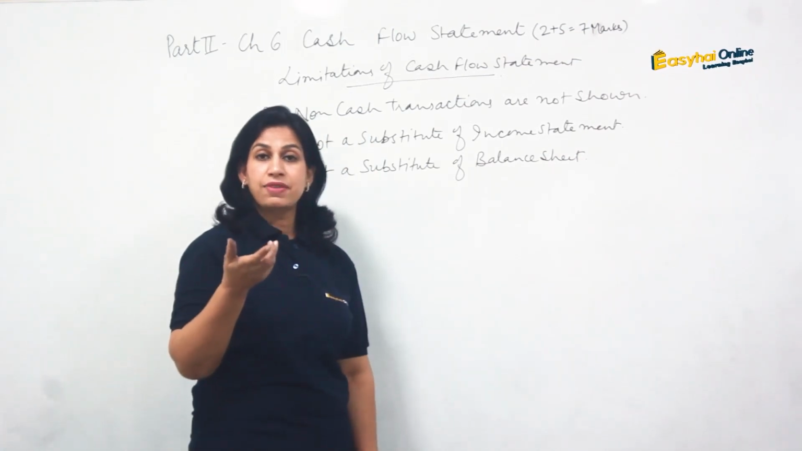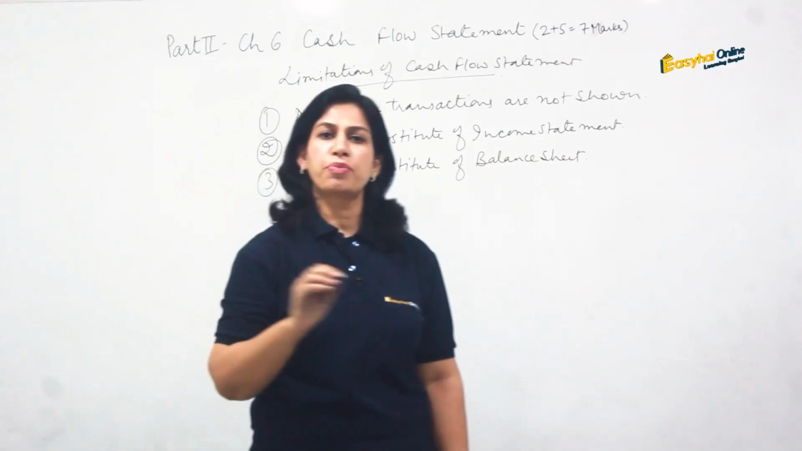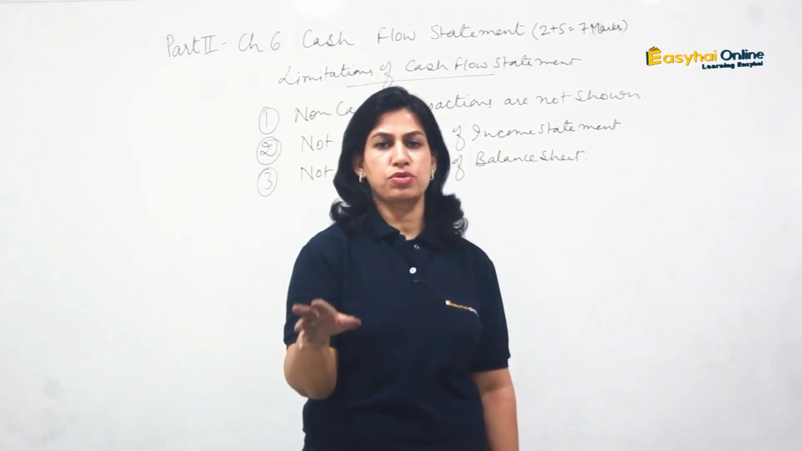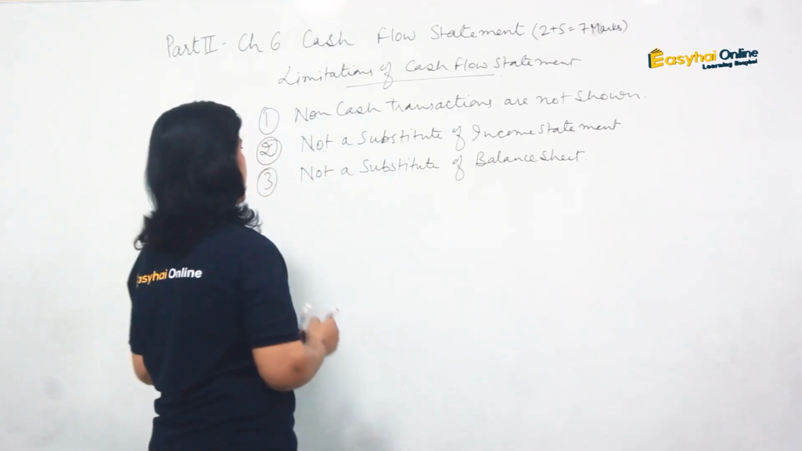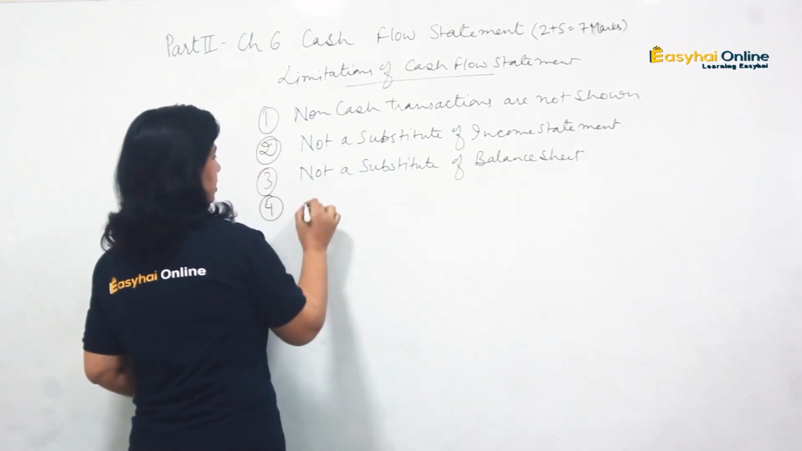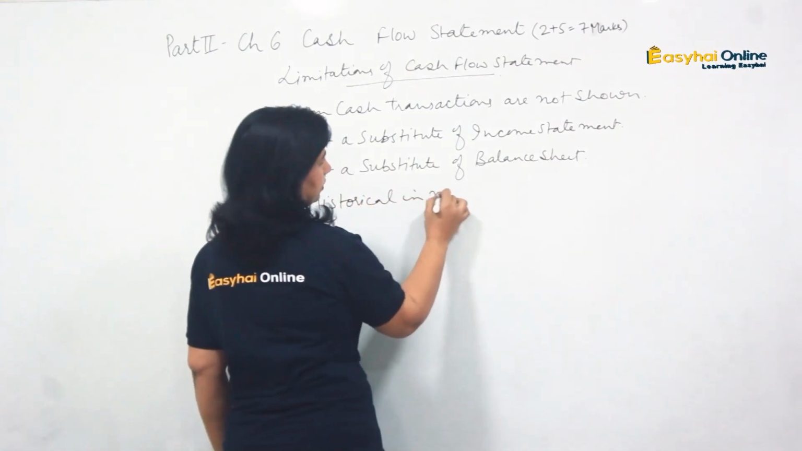So it's an easy way to score marks. You can just learn a few limitations which are common in every topic, in every chapter. So wherever you are supposed to write the limitation, you can write that common one. So this is the good one for that, that it is historical in nature.